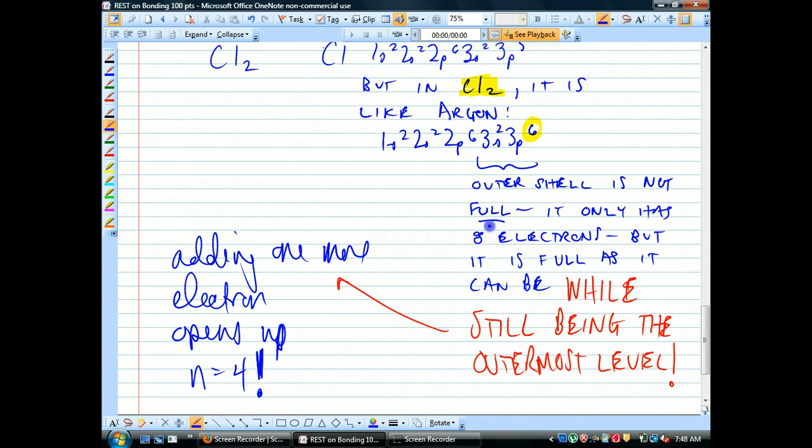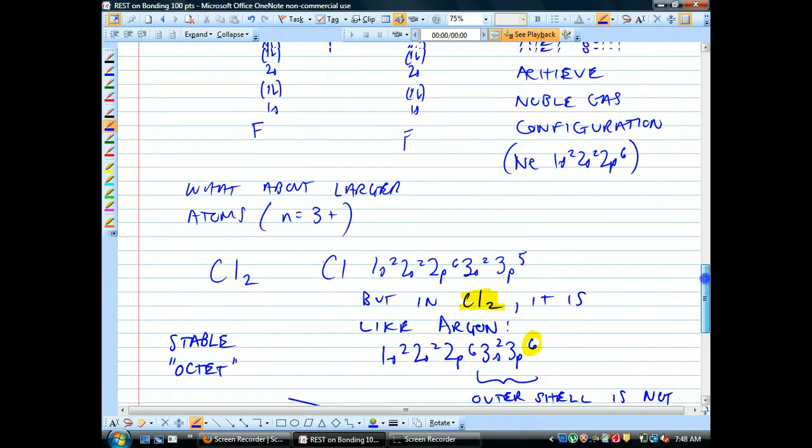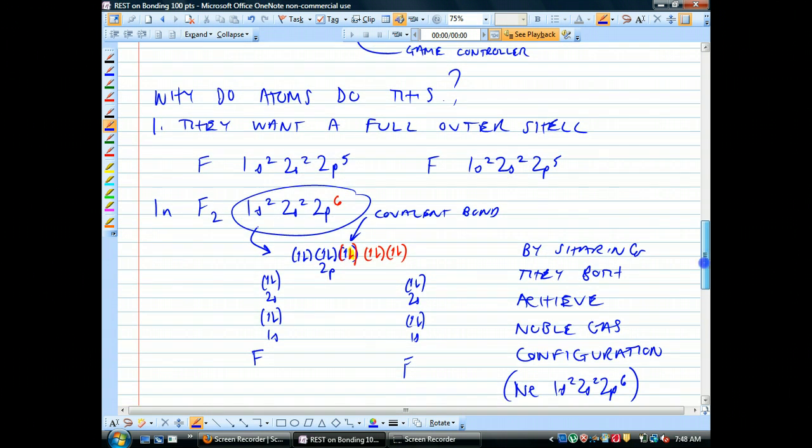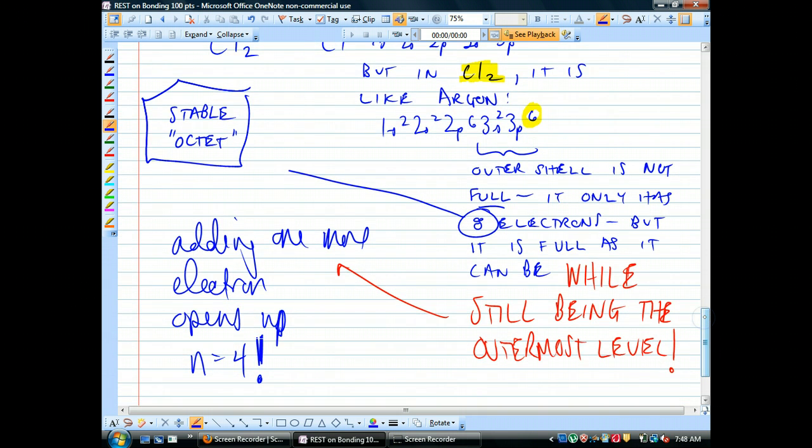Because of that. And what do we call this 8? We call this an octet, or sometimes a stable octet. And another way of saying what we said up here, they want a full outer shell, we can now say a little bit more precisely, they want a stable octet, okay? Where they want 8 electrons in their outermost shell. So that's one way of saying it. Are there questions about that explanation? How that works. This right here, how we get a noble gas configuration.